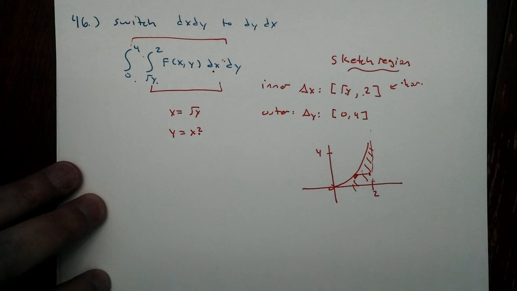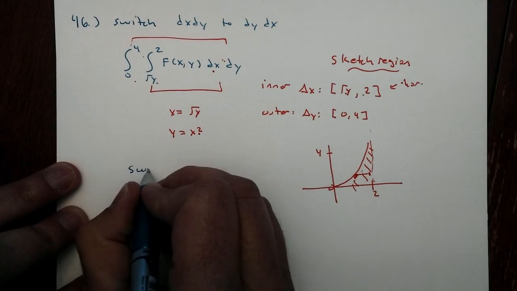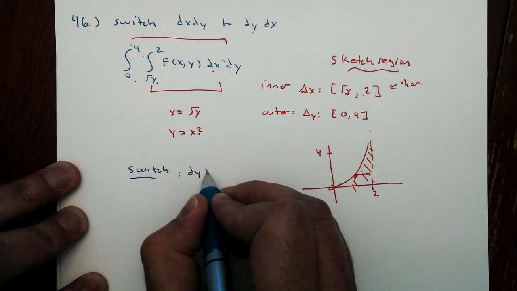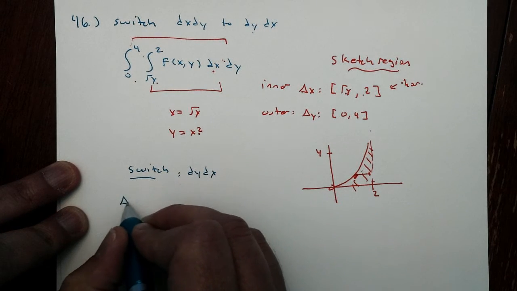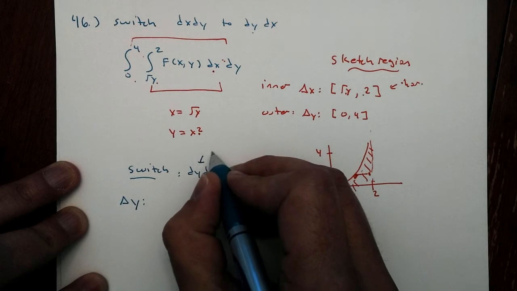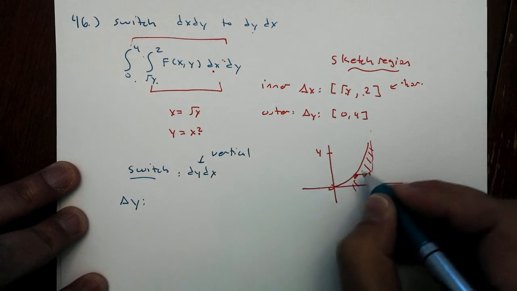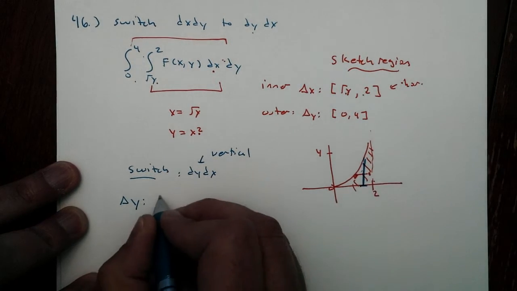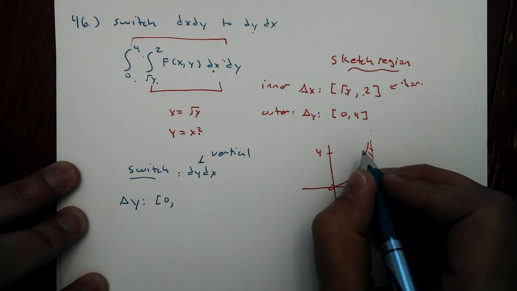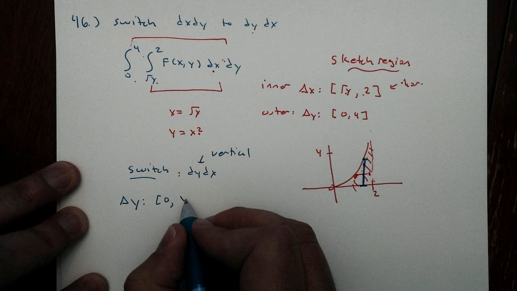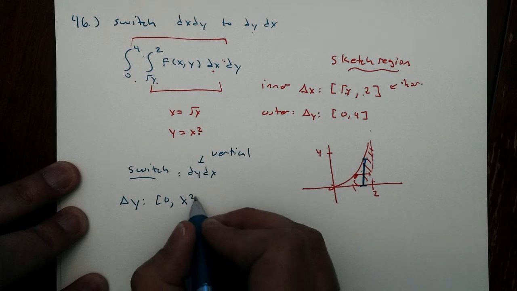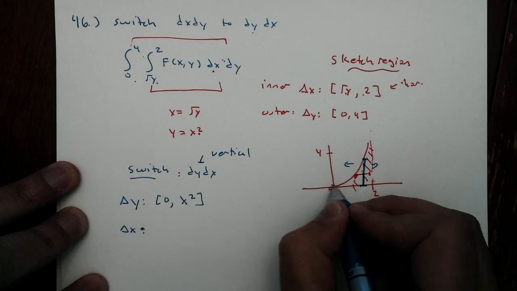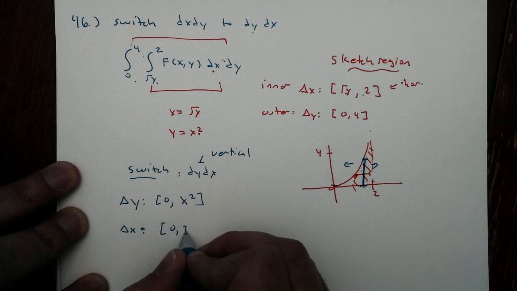Okay, so once we got that down, now we're ready to do the switch. Well, to do the switch, we have to do dy dx. So we want dy dx. So we have to find the change in our y values this time. So in this case, we are going to be a vertical rectangle. So if I draw my vertical rectangle right here, well, my minimum value is going to be 0, but my maximum is going to be that parabola, x squared. The change in the x's, so remember, this is going from left to right. My x's start at 0, end at 2. So we go from 0 to 2.